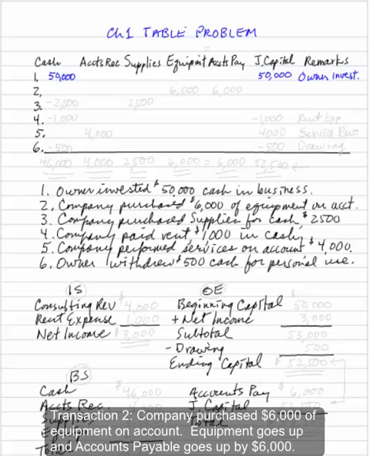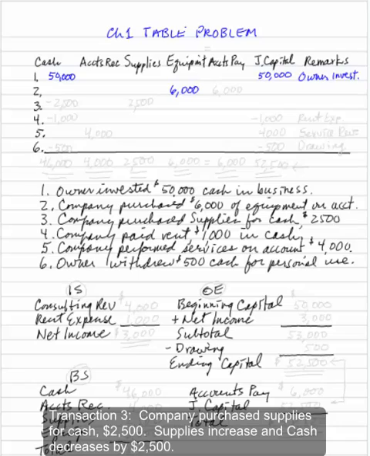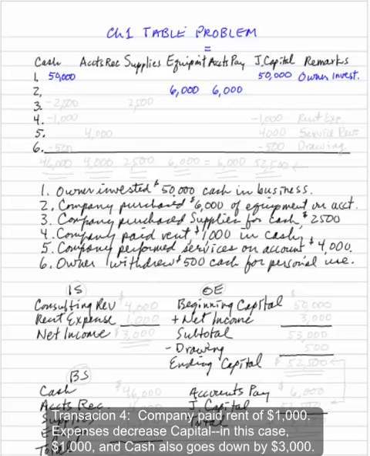Transaction 2, the company purchased $6,000 of equipment on account. Find your equipment account. It's on the right portion of the assets. Going to show equipment going up by $6,000. And they purchased it on account. So over in the accounts payable, that's a plus $6,000 for accounts payable. Your equal sign is actually right here. So we have to make sure that every transaction is balanced. You can see that we are currently in balance.